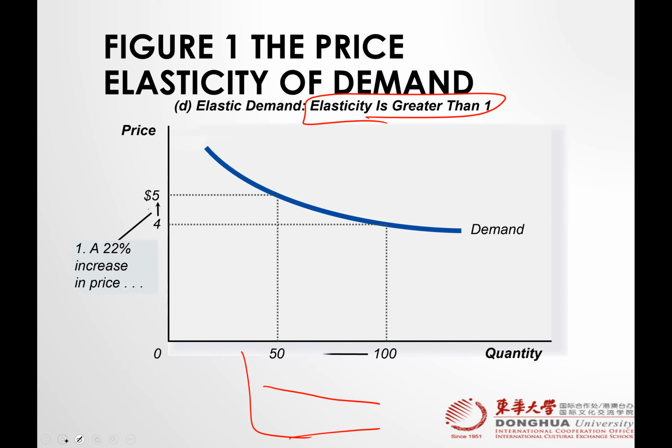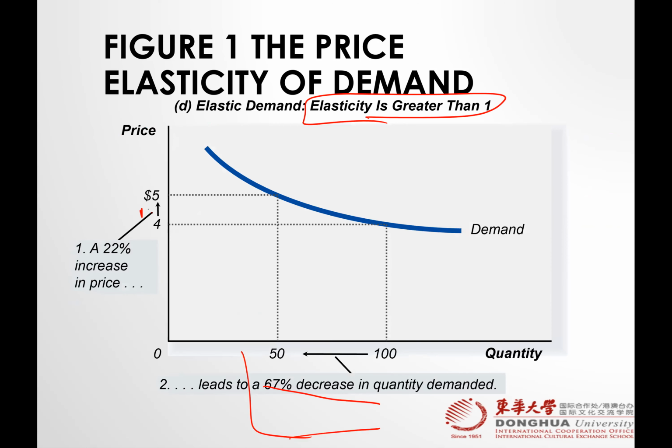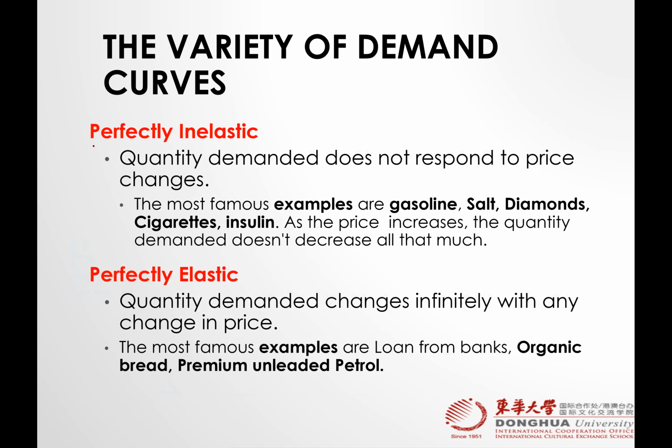If you want to find out, you can easily find out. A $1 change causes a 67% change in quantity demanded, right? Obviously, the answer would be greater than 1. So perfectly inelastic means whatever the price, quantity demanded does not respond to any change. If the price is even $1,000, it doesn't change. If the price is even $100, it doesn't change.